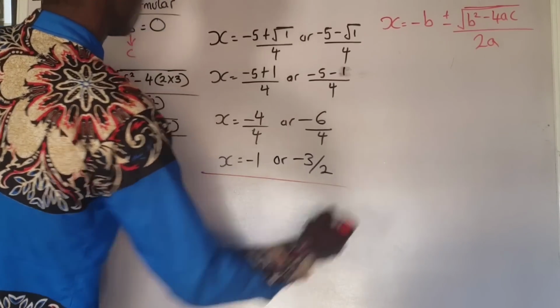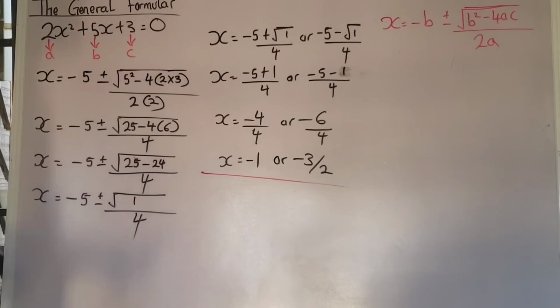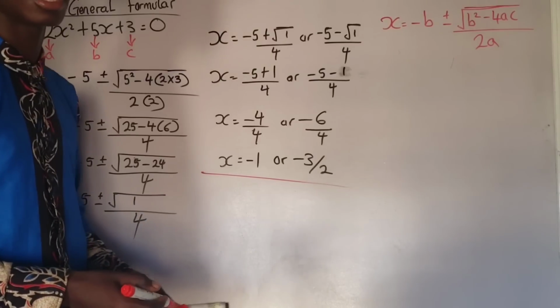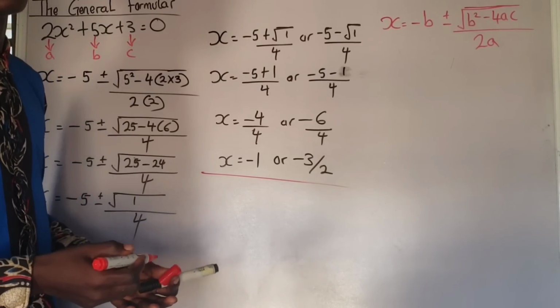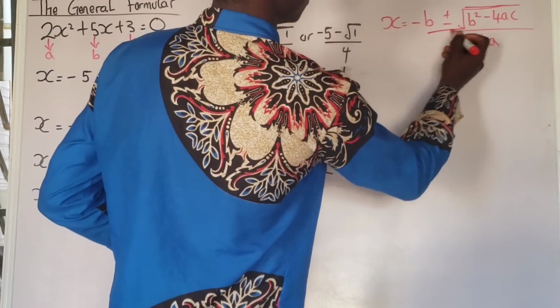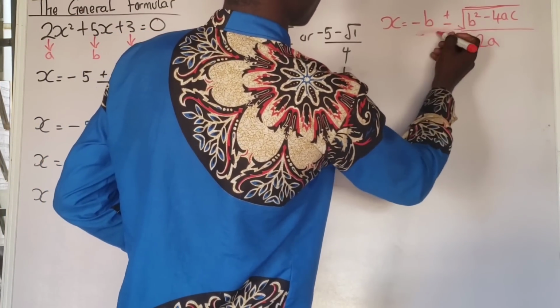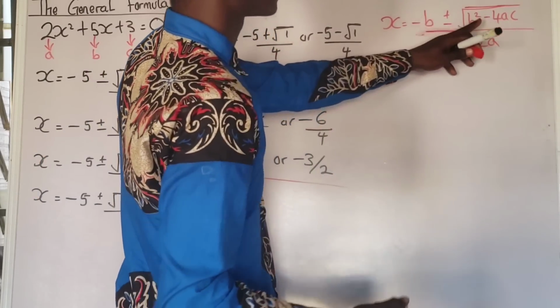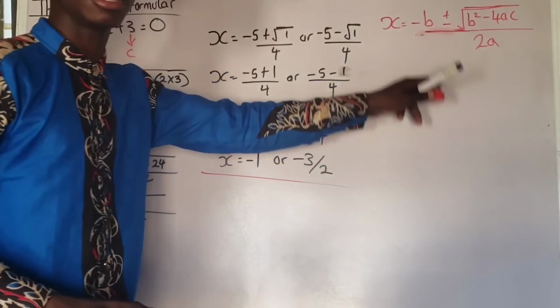If you plug in this value into this quadratic equation, you're going to have 0. So that is how to solve a quadratic equation using the general formula. You can see that it's easy. All you have to do is make sure that you master this formula: x equals minus b plus or minus the square root of b squared minus 4ac all over 2a.